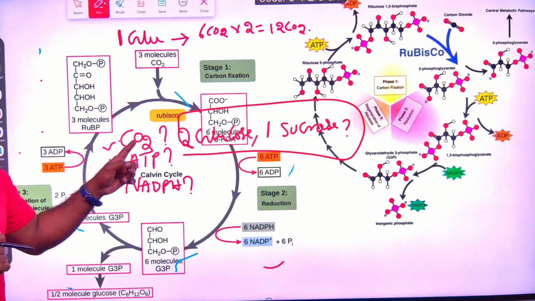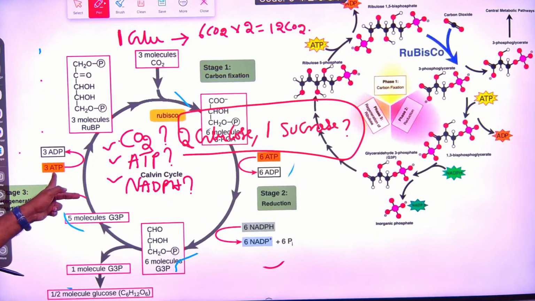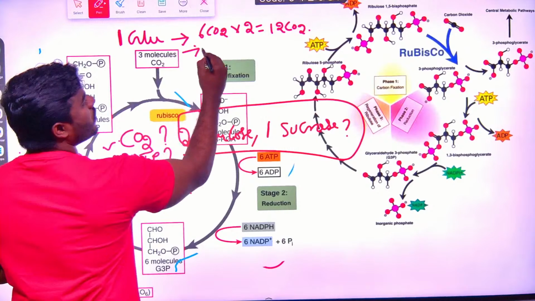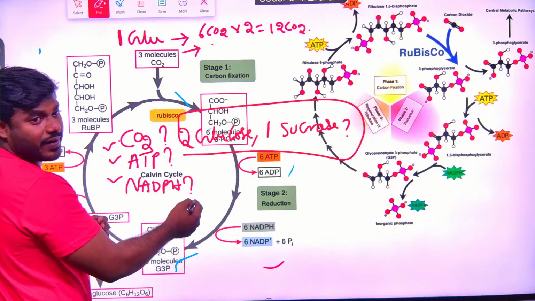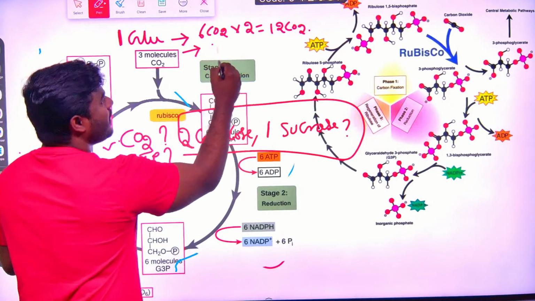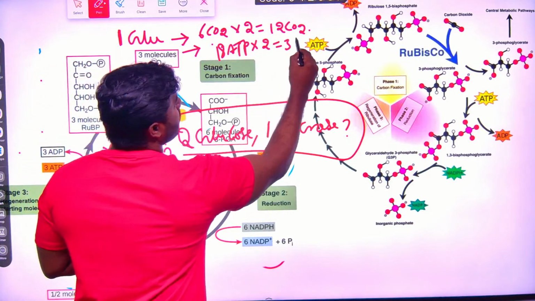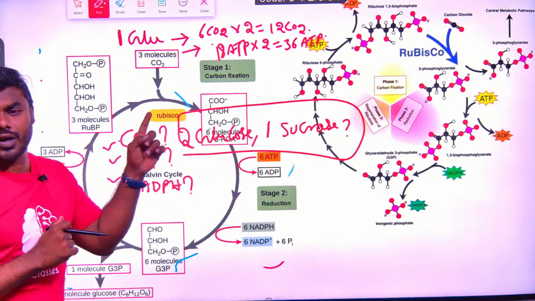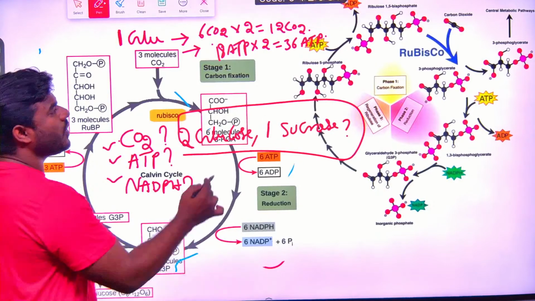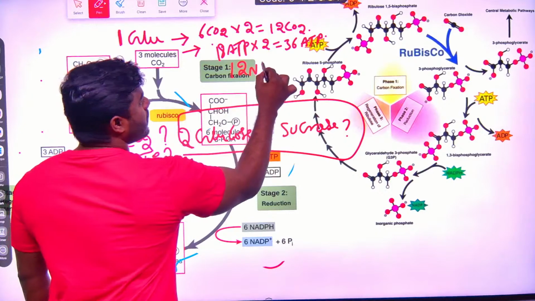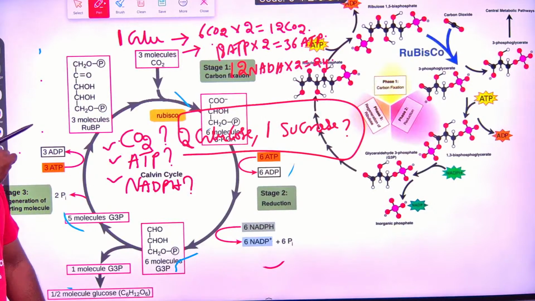In order to produce half glucose, how many ATP required? 6 plus 3, 9. So in order to produce 1 glucose, we require 18 ATP. Correct or not? If it is 2 glucose, 36 ATP. Then to produce half glucose, how many NADPH required? 6. For 1 glucose, 12. So for 2 glucose, 24. Correct?